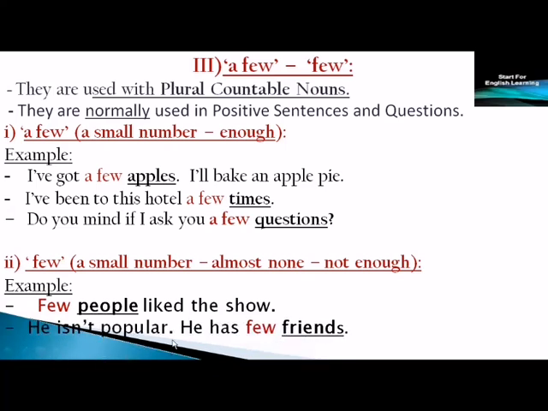He isn't popular. He has few friends. He isn't known. He has few friends. Not enough friends. Almost none. Are there few tourists here? Meaning very, very few tourists visit this place. Not enough, almost none.